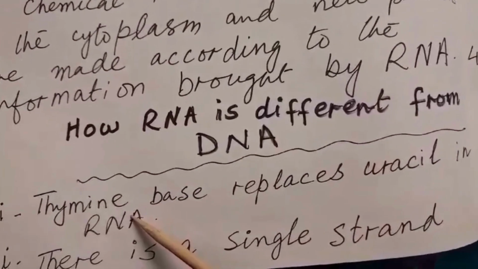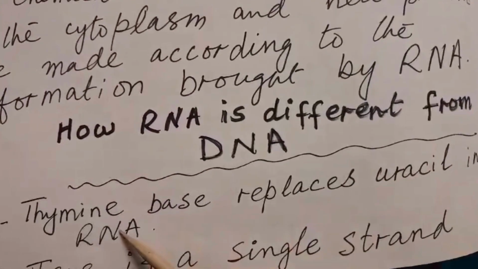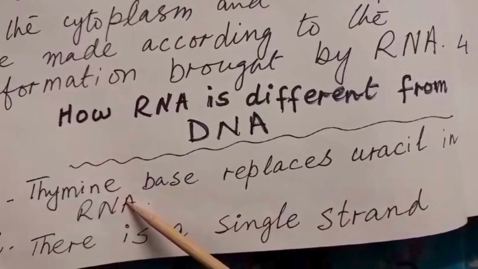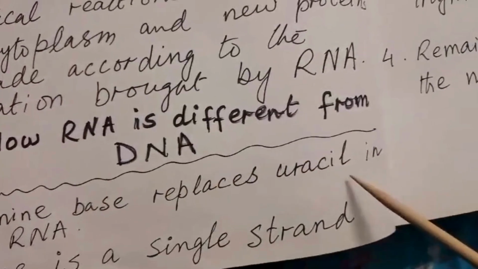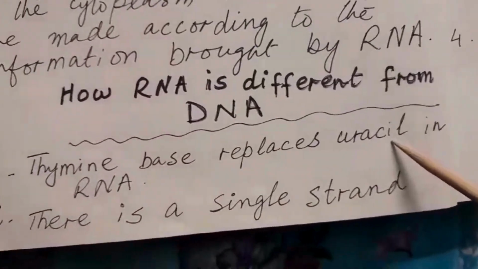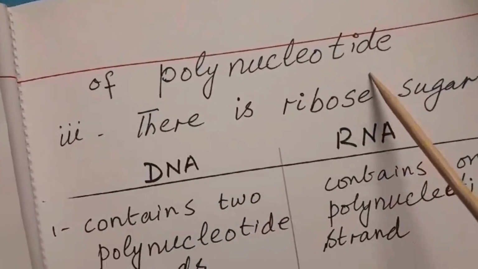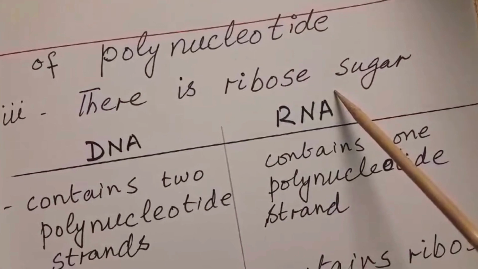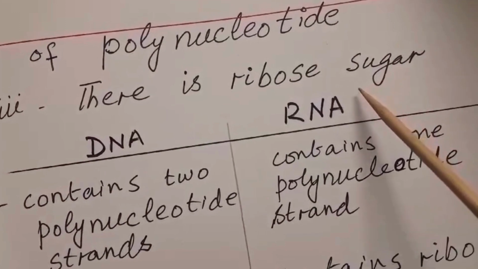RNA contains the base uracil instead of the base thymine. We know that there are 4 types of nitrogenous bases in these nucleic acids, and instead of thymine, RNA contains the nitrogenous base uracil. And in RNA, there is a single strand of polynucleotide, and there is ribose sugar instead of deoxyribose sugar. There is a difference between ribose sugar and deoxyribose.